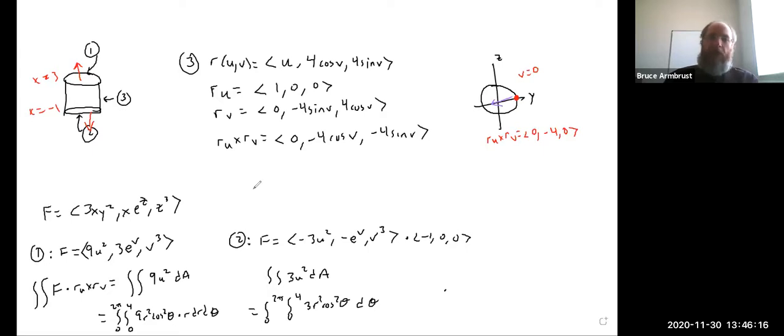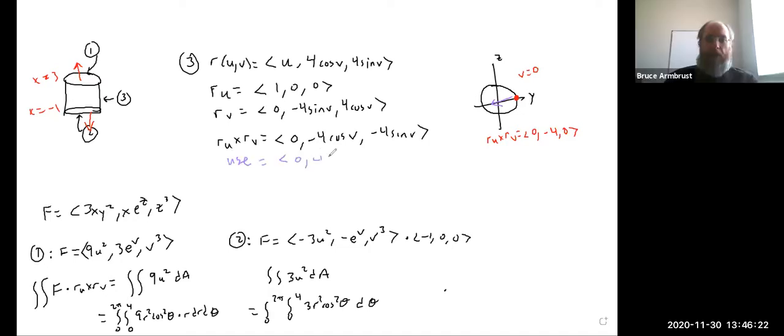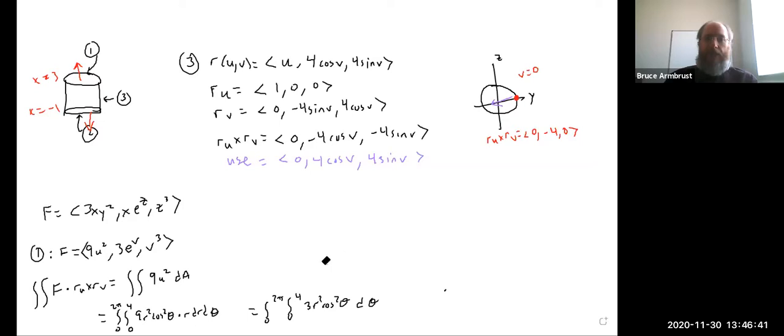All right, so what are we going to do to get one that points outward? Just change the sign. Yeah, so we're actually going to use 0, positive 4 cosine V, positive 4 sine V. All right, so yeah, kind of sucked. But now we're totally good to go.